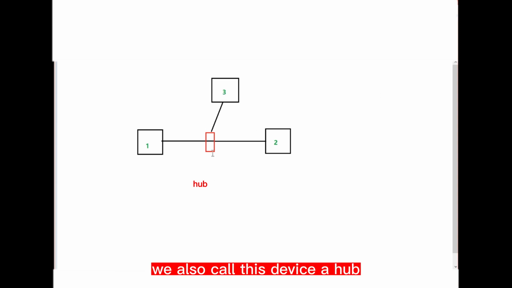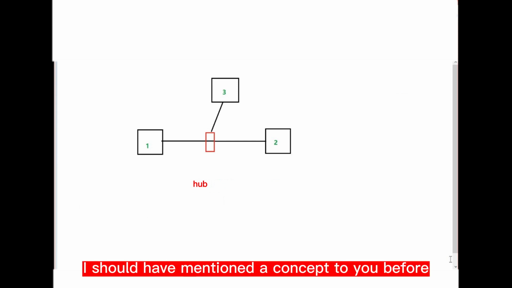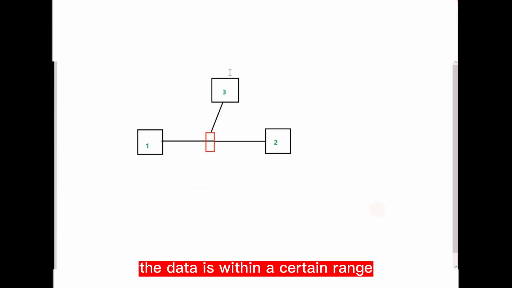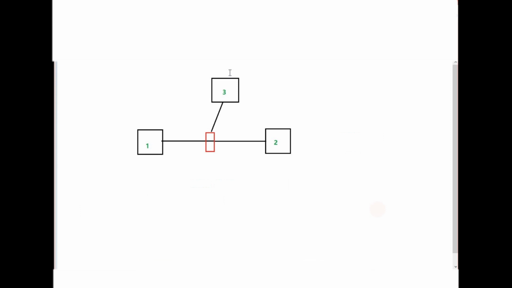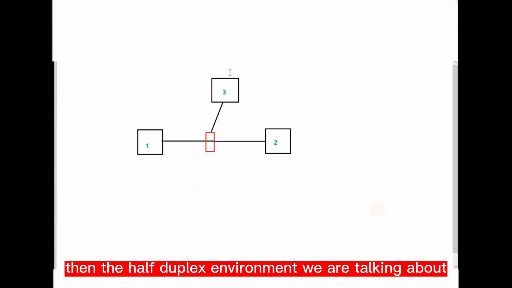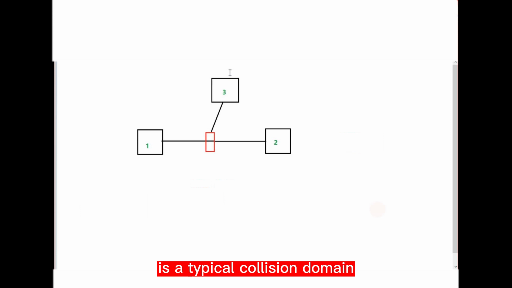We also call this device a half-duplex device: when you send, others cannot send at the same time. I should have mentioned a concept to you before: the collision domain. If data collides in the process of sending within a certain range, this is called a collision domain. The half-duplex environment we are talking about is a typical collision domain.